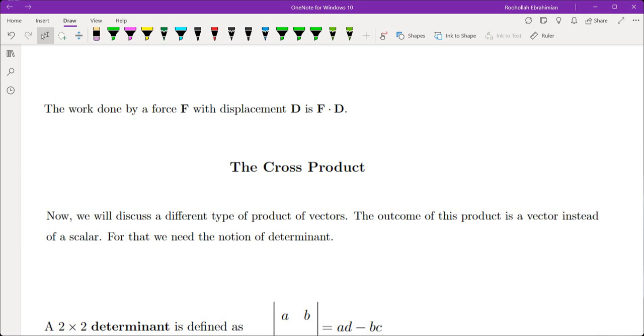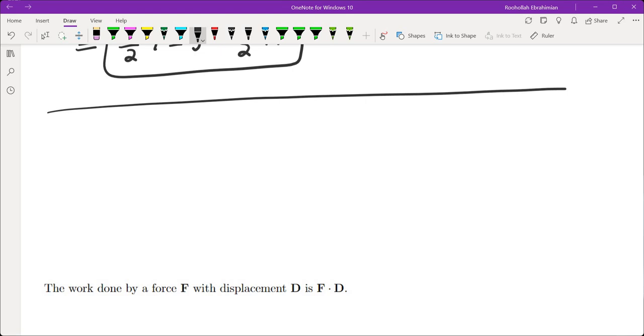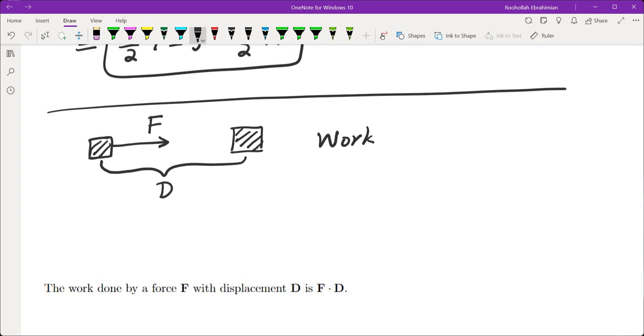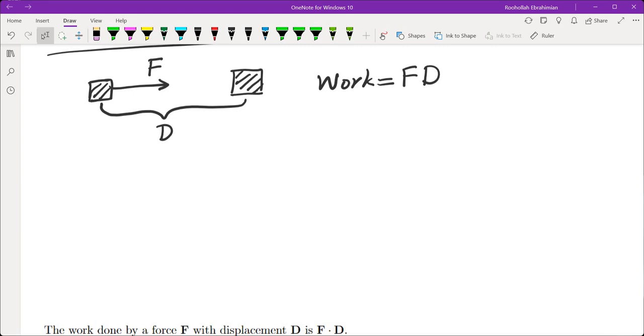Now, here is one application of the dot product. I'm going to draw a diagram here. In physics, we have learned what work is. If you have an object under the influence of a force F and you move it, you have a displacement that takes this object and moves it to a different place. Let's say the displacement here is d. Then the work done by this force is exactly force times d. That is when the displacement is in the same direction as the force.